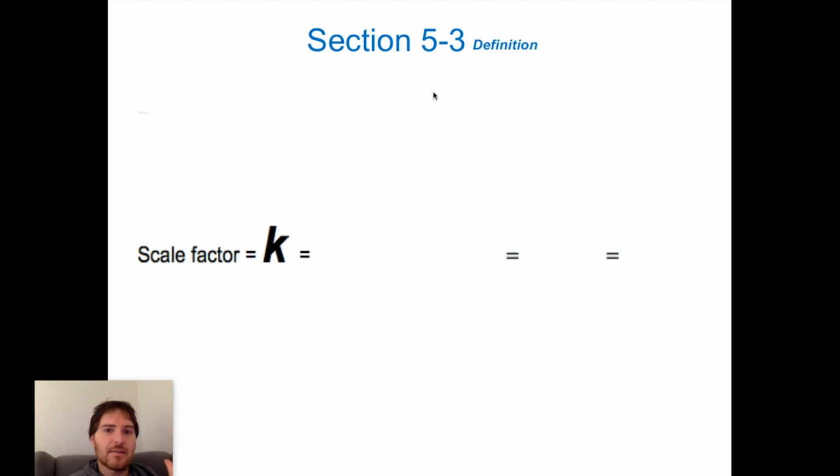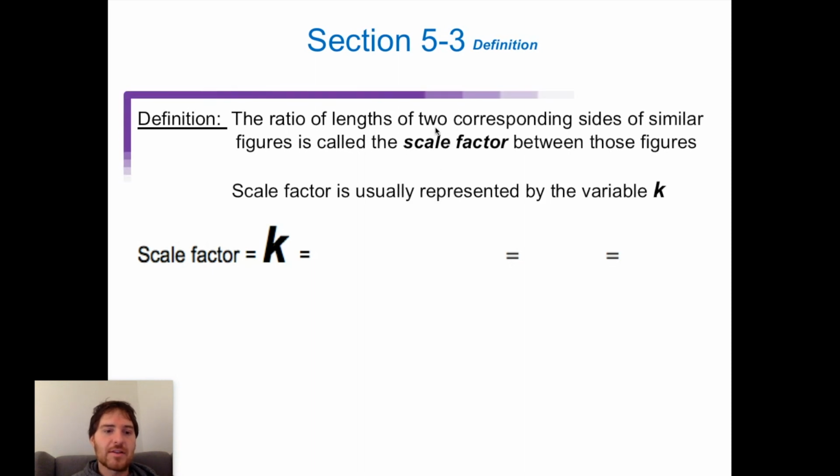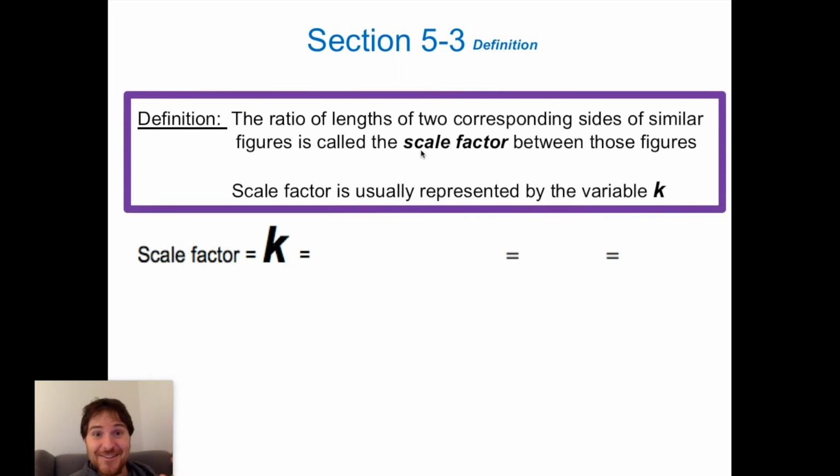Okay, so let's maybe look at an example and talk about this. Maybe look at the definition. Okay, new definition for you to write down. We're going on 23 minutes right now. This hasn't been too bad. We'll wrap it up pretty soon, okay? So the definition: the ratio of the lengths of two corresponding sides of similar figures is called the scale factor between those figures, okay?